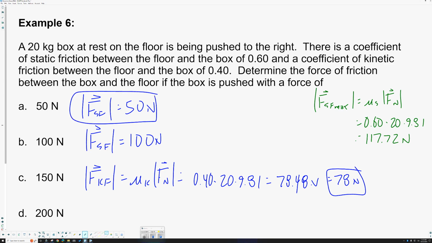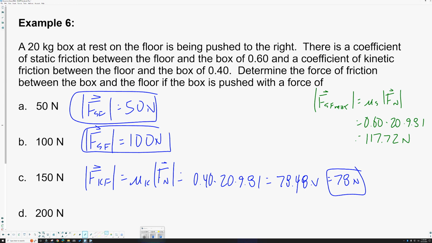So static friction in the first one was 50 because that's how hard I pushed. Static friction in the second one was 100 because that's how hard I pushed. Static friction in the third one is 0 because it moved. Now it's kinetic friction. Kinetic friction is 78, not because that's how hard I pushed. It's not a stubborn force. It doesn't care how hard I push as long as it's moving. We just calculate its value based on the equation.